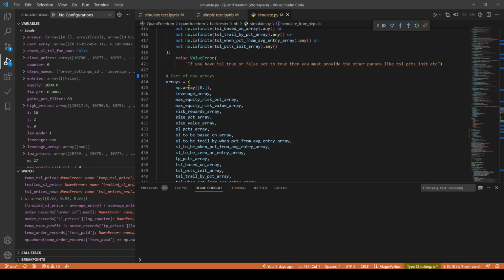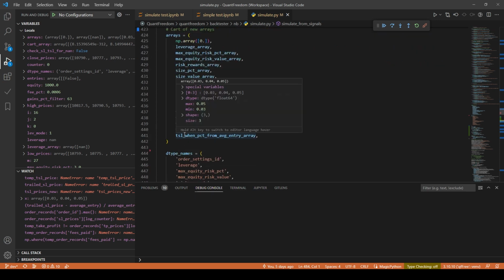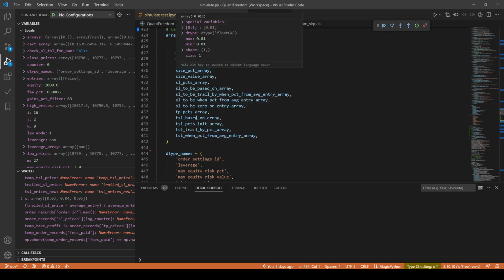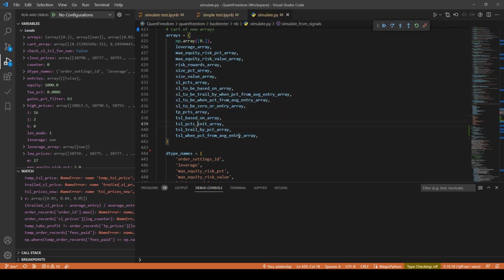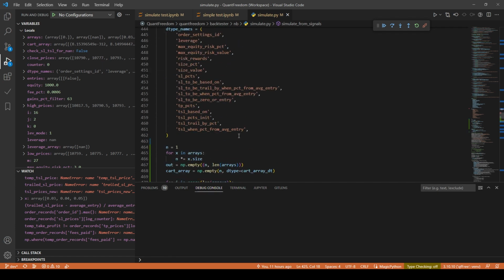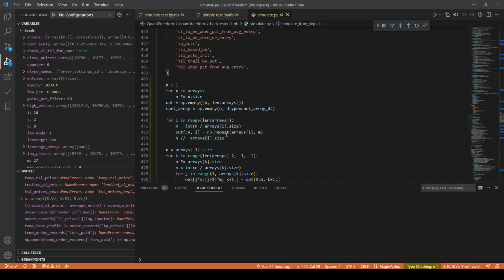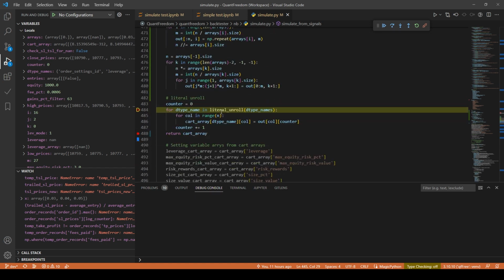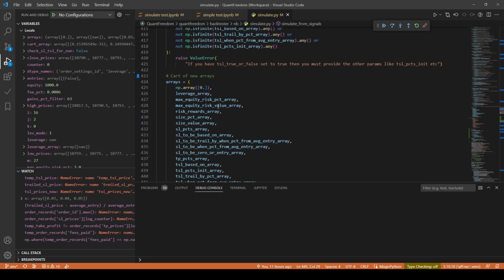These are just arrays. These are all just arrays. One, one, two, three, four. I literally copied this whole entire thing and it works.